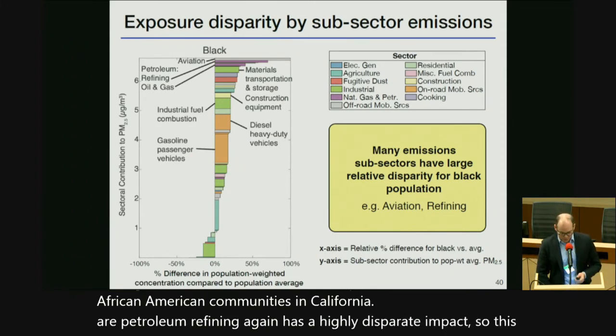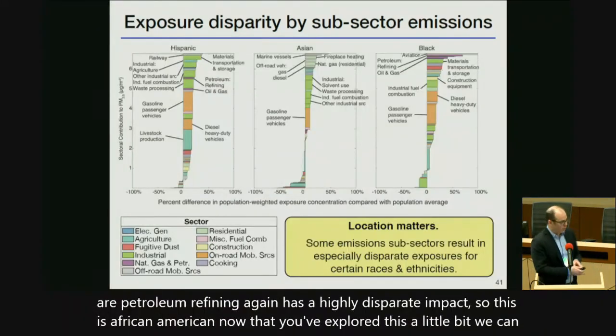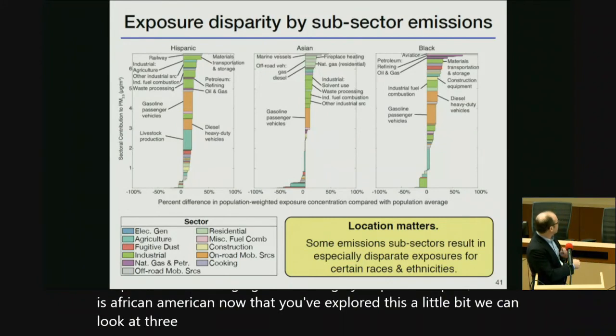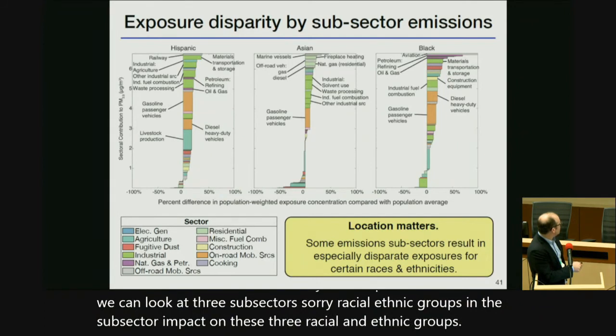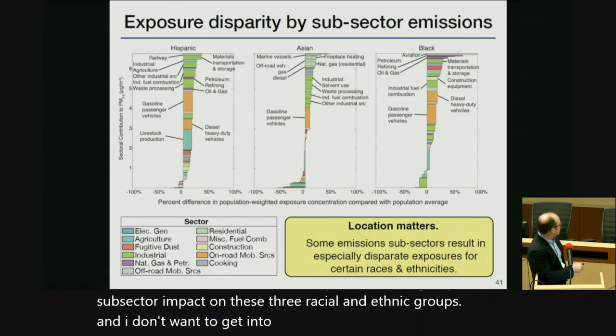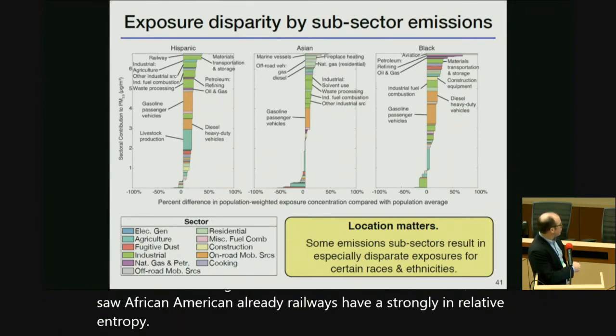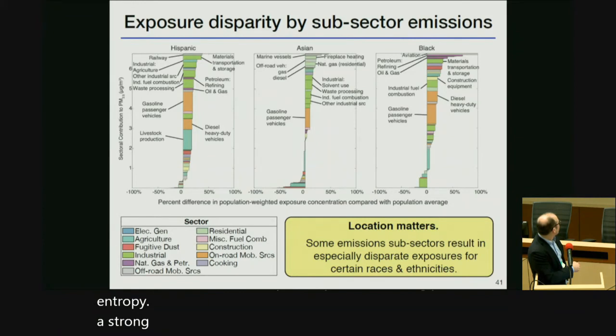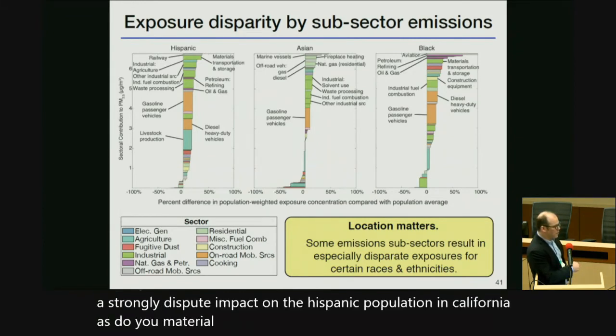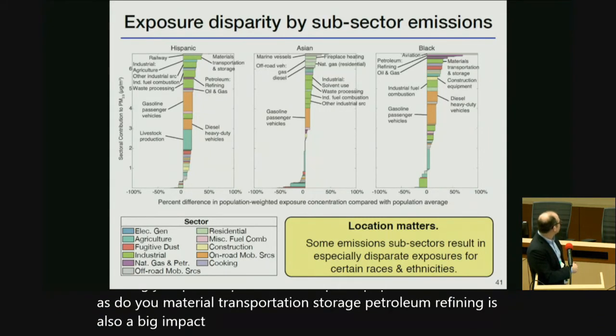Now that you've explored this a little bit, we can look at three racial and ethnic groups and the subsector impact on these three racial and ethnic groups. I don't want to get into an immense amount of detail, but we saw African American already. Railways have a strongly disparate impact, in a relative sense, on the Hispanic population in California, as do material transportation and storage. Petroleum refining is also a big impact on the Hispanic population.